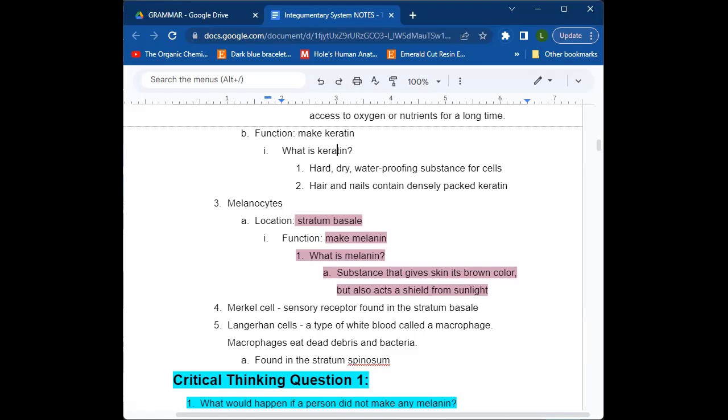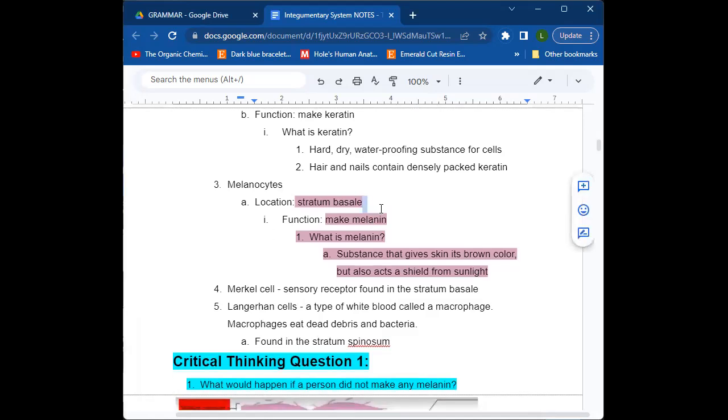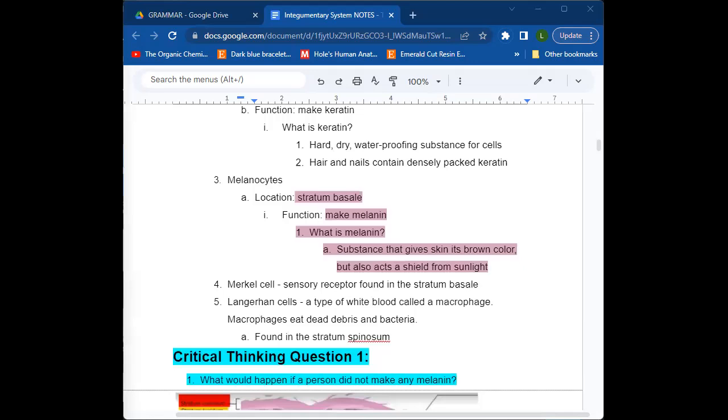And so the melanocytes, it's important to know that they're actually found in the stratum basale. This is really important to know because a lot of people mistakenly think that the melanocytes are up at the top in the stratum corneum, but they're not. They're at the very, very bottom in the stratum basale. The purpose of the melanocytes is to make melanin. Melanin is the substance that gives skin its color, but it's also the shield from the sun.